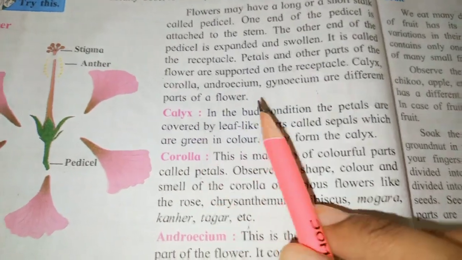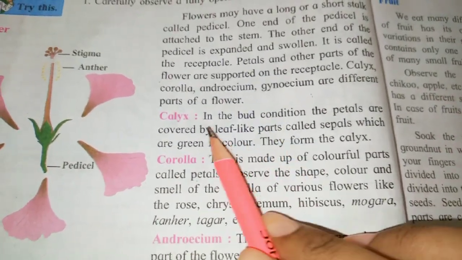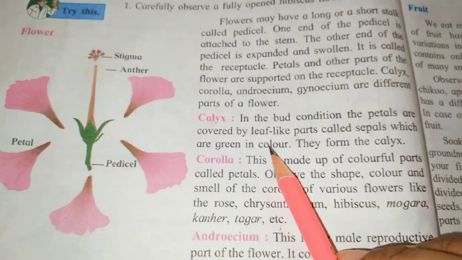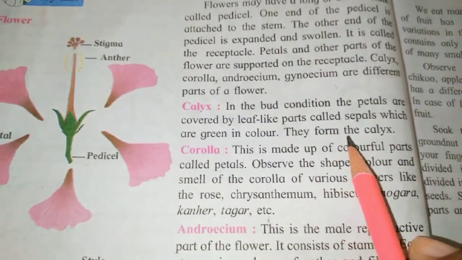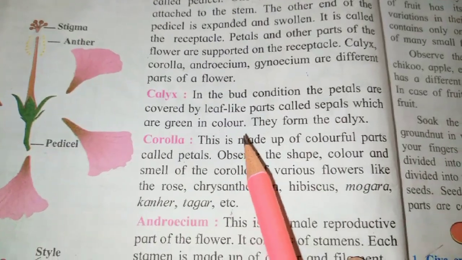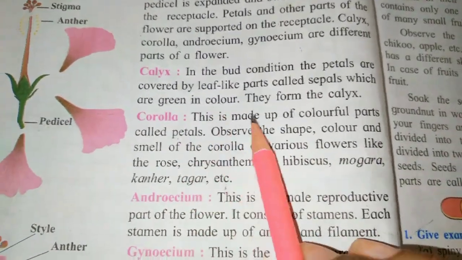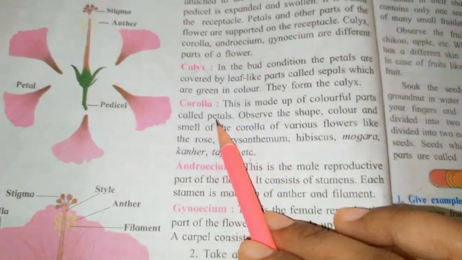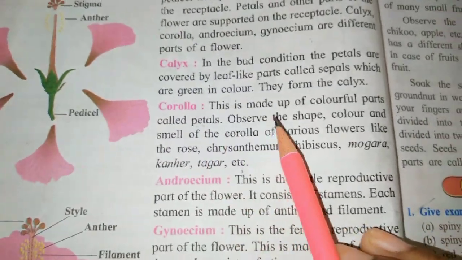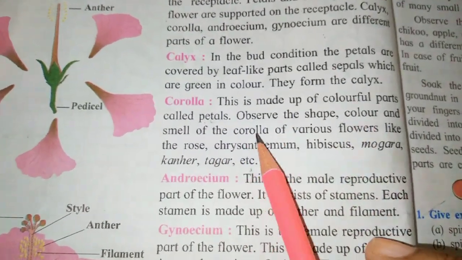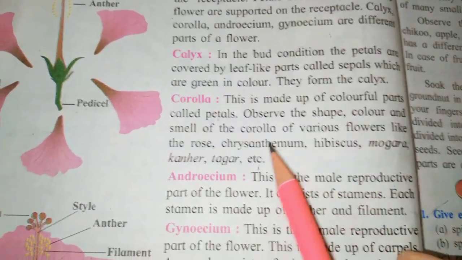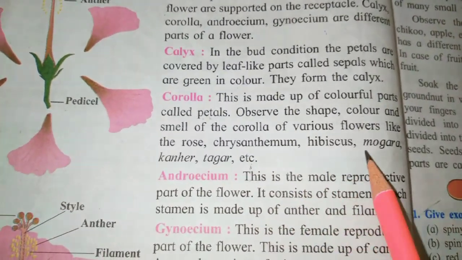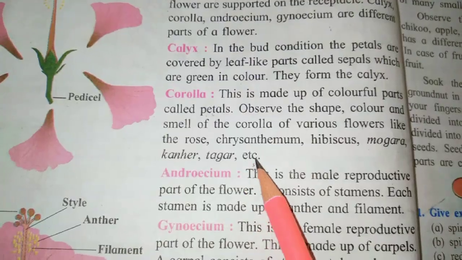First, calyx. In the bud condition, the petals are covered by leaf-like parts called sepals, which are green in color. They form the calyx. Corolla. This is made up of colorful parts called petals. Observe the shape, color and smell of the corolla of various flowers like the rose, chrysanthemum, hibiscus, mogra, etc.